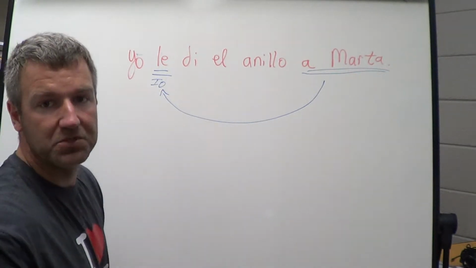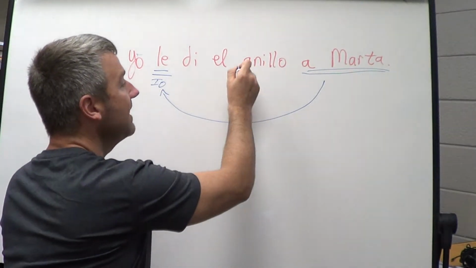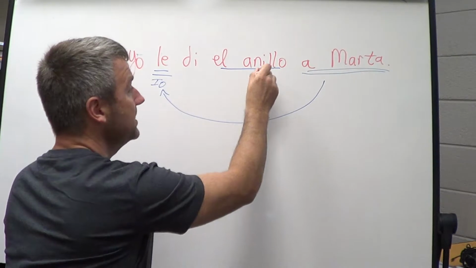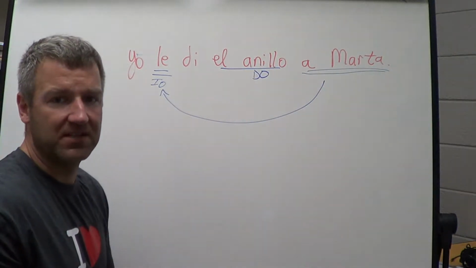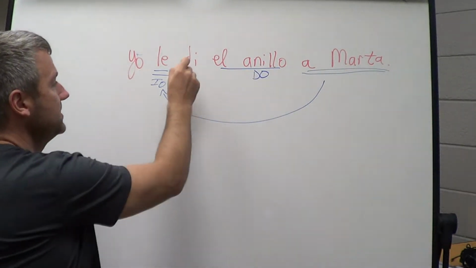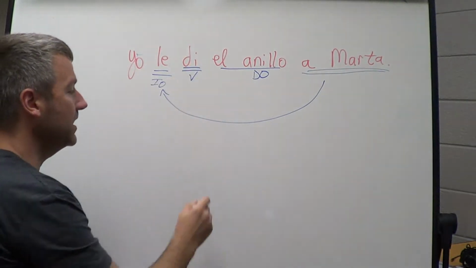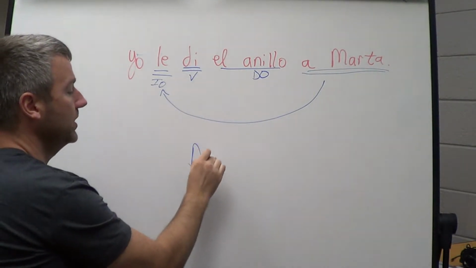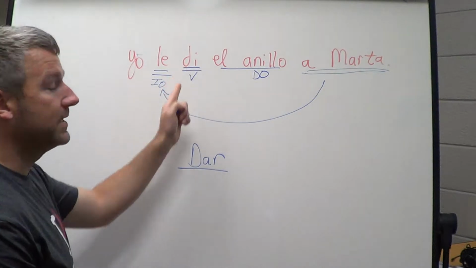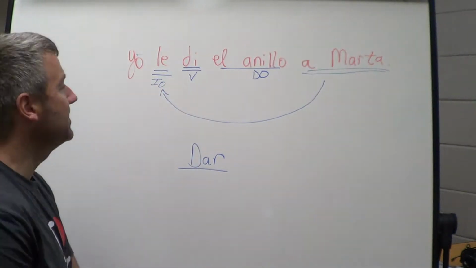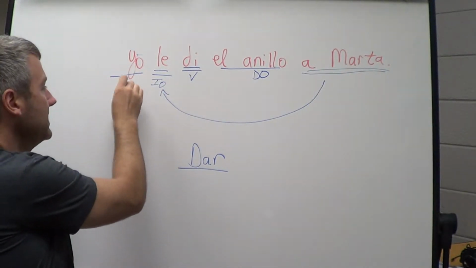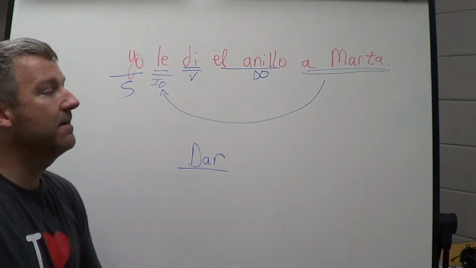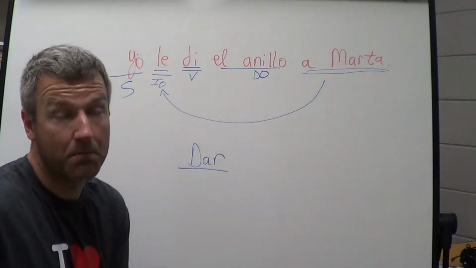There's our indirect object. What did we give? We gave the ring. It's your direct object. Okay. What was the action? The action was giving. So that's our verb. That comes from the verb dar. We'll learn that a little bit later, but to give, that's the past tense of it. And then yo is our subject. So I gave the ring to Martha or Marta.